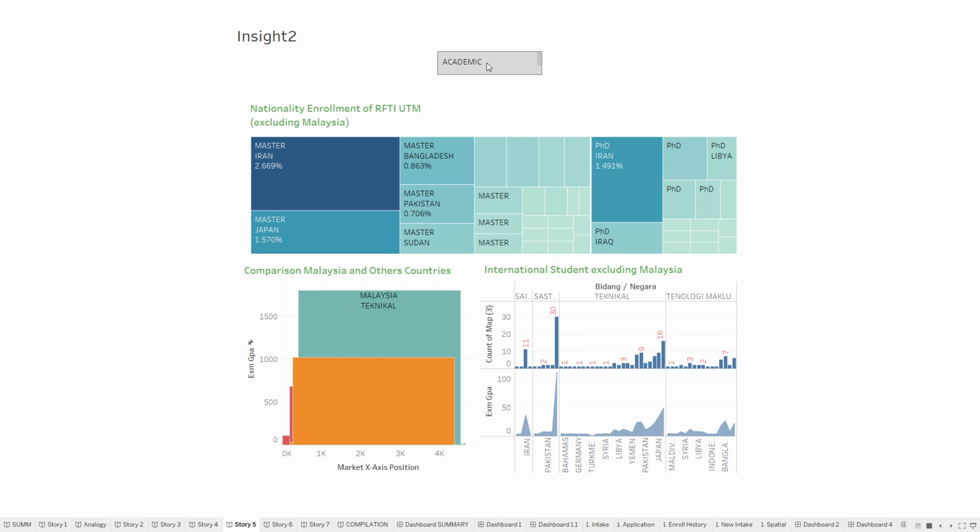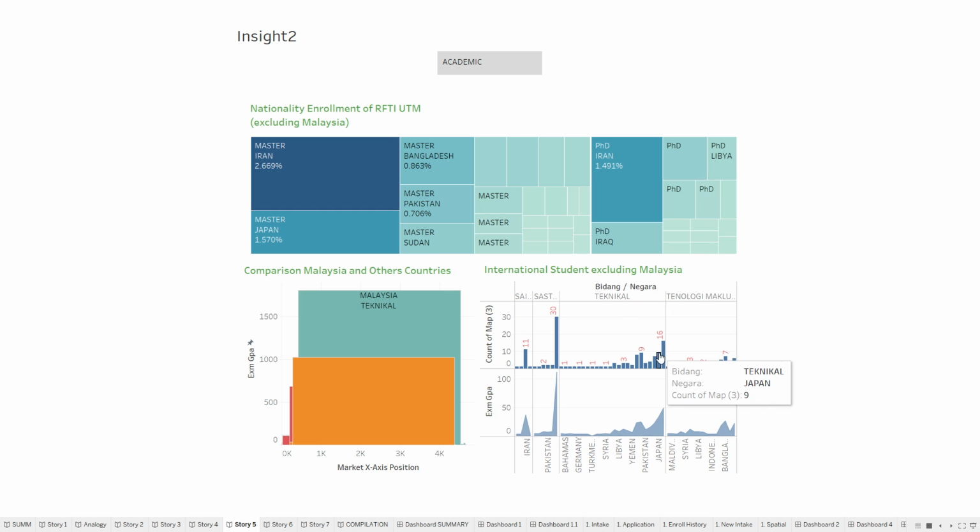And then for the academic analytics achievement, the nationality enrollment of RFTI can be seen here, where Malaysians already enrolled are 85%, and then the others are the next countries. We can say they have master students from Iran at 2.7%, approximately 3%, and Iran 1.5% for PhD, a total of 4%, and Japan 1.5% for master, then Bangladesh, and so on. And then I will continue in the next storyline.